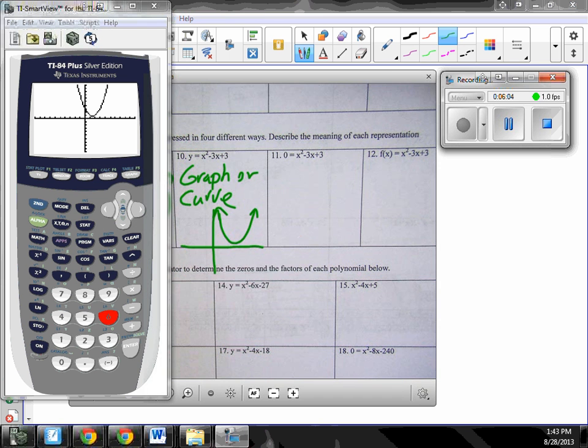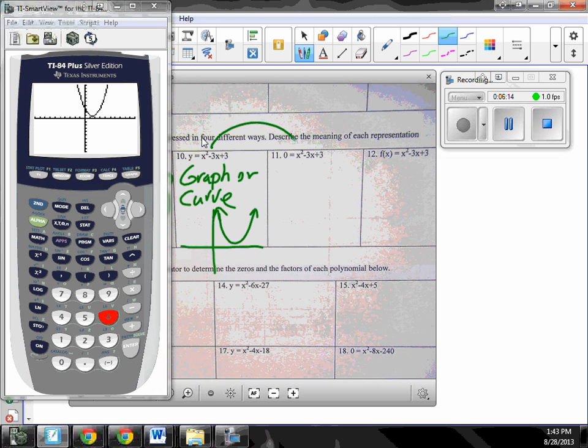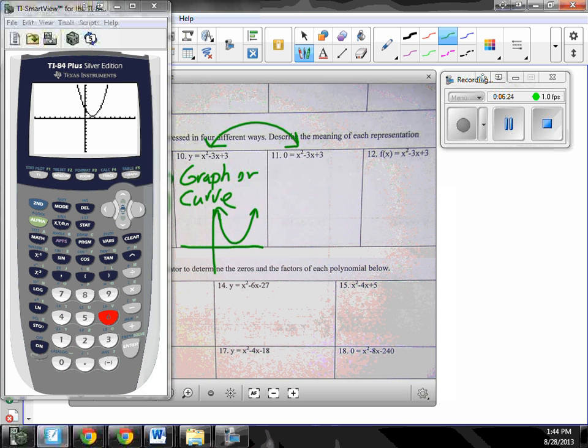This graph, this curve is the graph of x squared minus 3x plus 3. Now I want to highlight the difference between numbers 10 and 11. 10 says y equals, which means that the graph is everywhere that is shown. Every single y that's possible in that graph is valid.